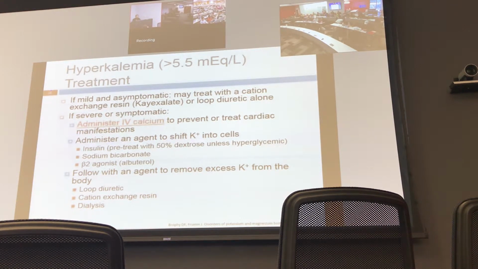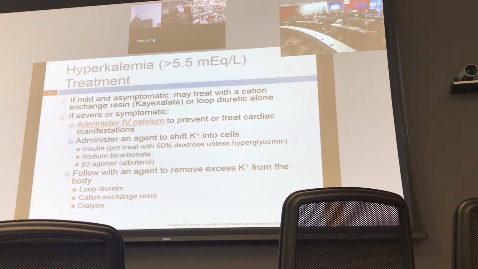So like I referred to earlier, in hypokalemia, there's a number of ways we can do it. Insulin will move it intracellularly. Sodium bicarbonate can induce an alkaline environment and move it intracellularly. And then less commonly, albuterol can be used as a beta-2 agonist to move the potassium intracellularly.